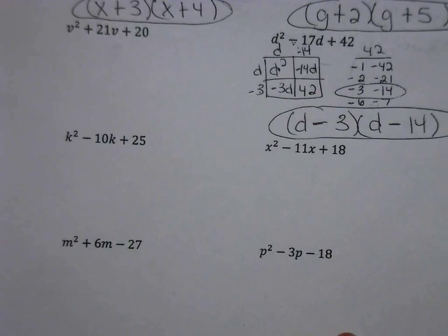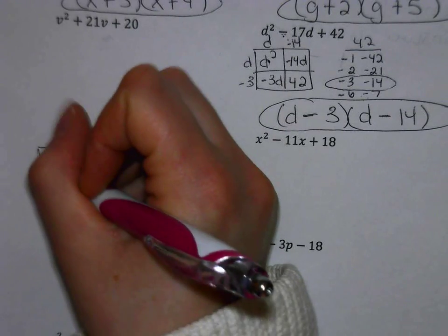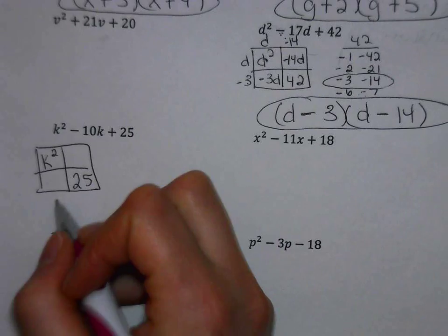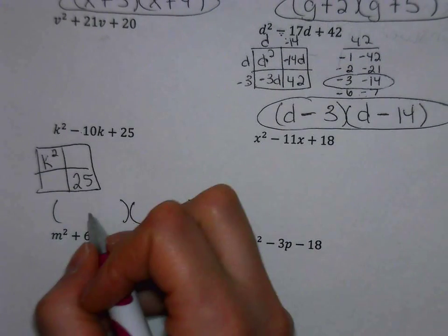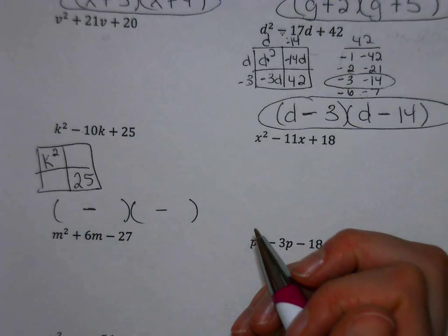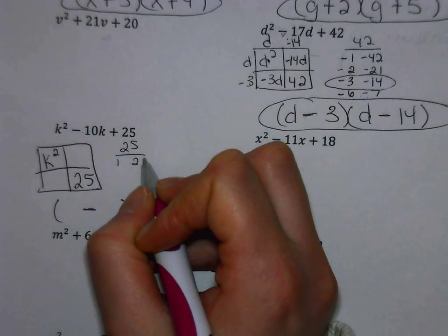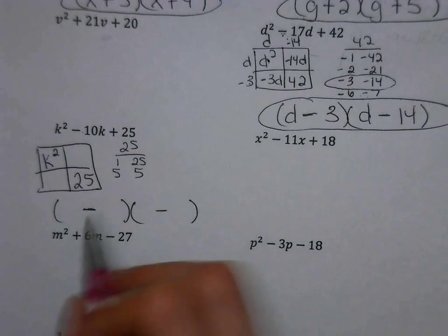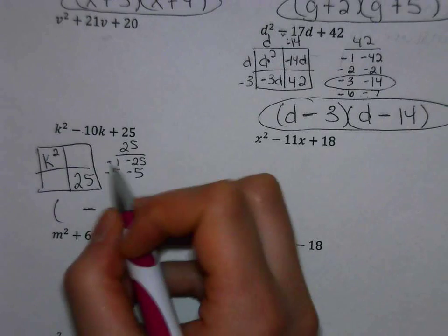Draw our box. Top left is x squared, bottom right 25. In our problem, our middle one is a negative and our second one, our c, is a positive, so we have two negatives. So let's look at the factors of 25. 1 and 25, and 5 and 5. Since we know they're all negative, because negative times a negative is a positive, the only one to get to a negative 10 would be negative 5 and a negative 5.